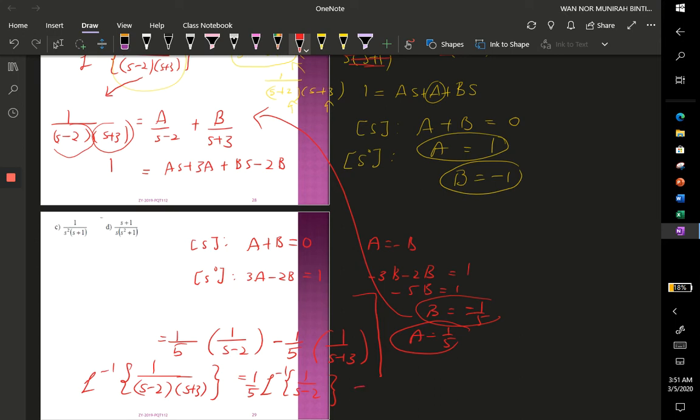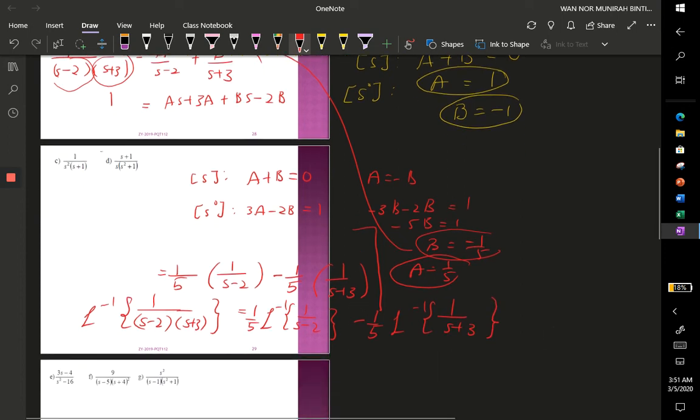Okay, so minus 1 over 5 Laplace inverse of 1 over S plus 3. As you can see, you can refer to the table, or you can just apply the first shift property here. So I have 1 over 5, 1 over S minus 2, where here it is S minus A. So I take out e^(AT), e^(2T), and erase the A. Then I take the Laplace inverse of 1 over S, which is 1. So it's enough.